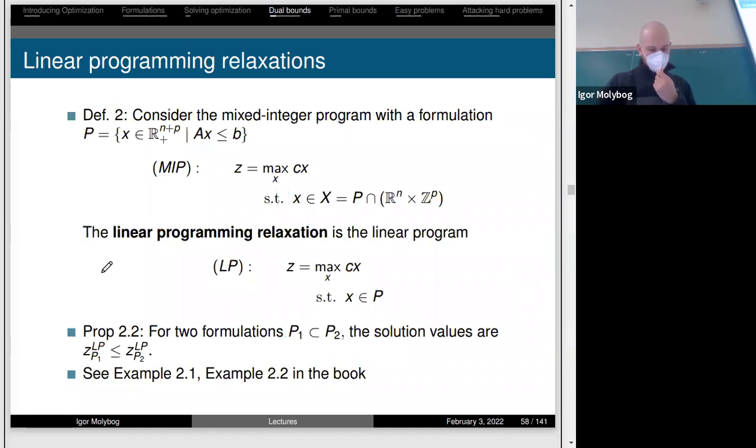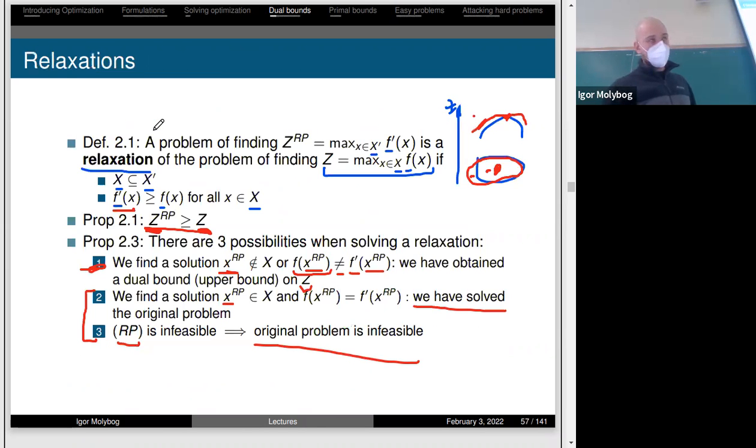Okay, awesome. The first type of relaxation is the linear programming relaxation. So let's consider a mixed integer program with a formulation P. Same function, but just relax X to X prime, but keep the function the same.